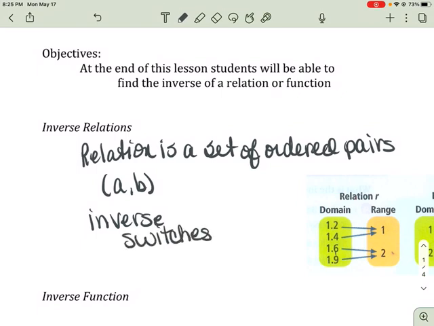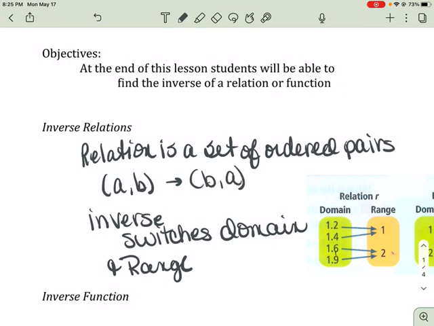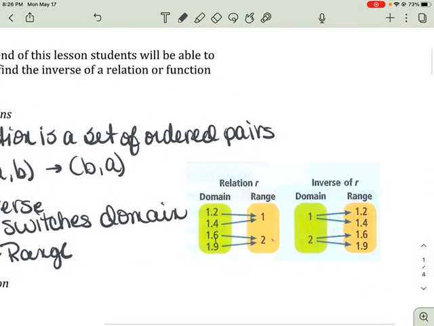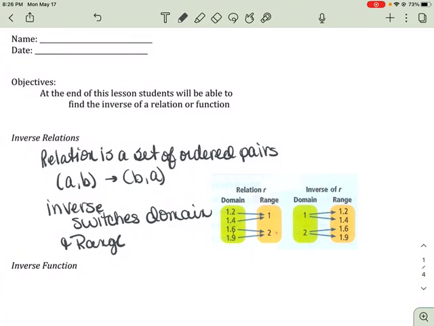switches domain and range. So we go from A comma B to B comma A. So basically the x and y change places. So domain becomes range and range becomes the domain. So notice the inverse, the domain was the range, is now the domain, and then domain is now the range.